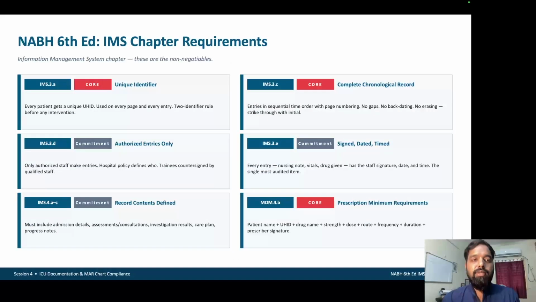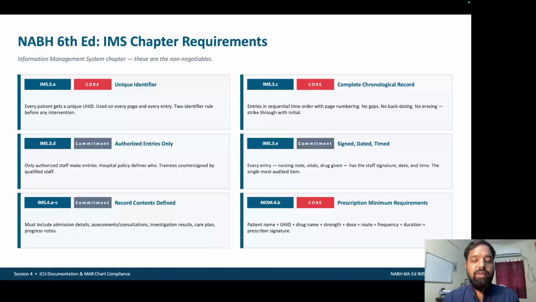In NABH 6th edition, the Information Management System chapter requirements include these 6 major non-negotiable factors. The unique identifier. Every patient gets a unique UHID used on every page and every entry. 2 identifier rule before any intervention. Regarding authorized entries only, the parameter allows only authorized staff to make the entries. Hospital policy defines who is authorized and who is not authorized. And trainees are countersigned by qualified staff.